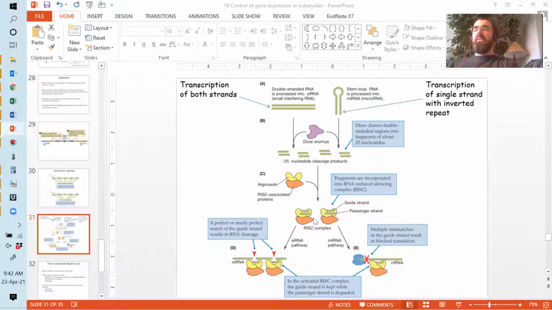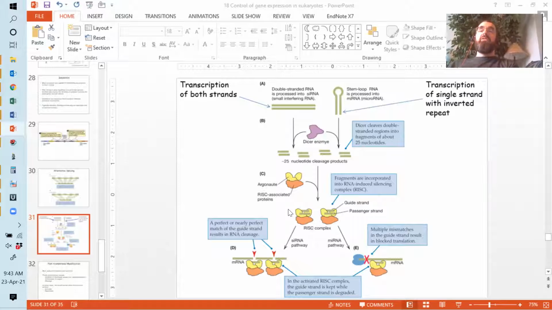And that's one of the things that the RISC complex does, which is kind of funny because it's an RNA silencing complex. Anyway, that's one thing that the RISC complex does. So it chews up that unneeded second strand of RNA.